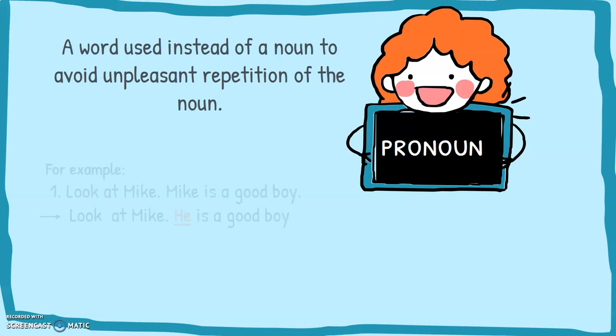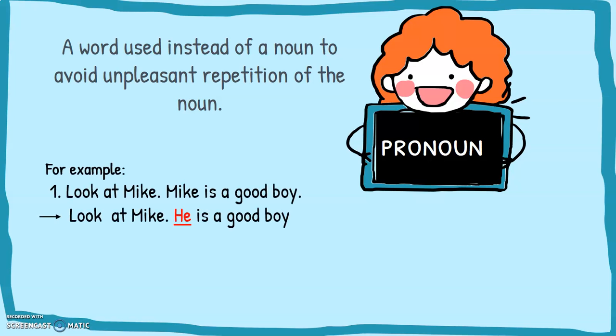Let's see more examples. First, look at Mike. Mike is a good boy. Now, here you'll find repeating Mike again and again is said to be unpleasant. So instead of that, what we have used is he. Let's read it again. Look at Mike. He is a good boy. So the word he, which we replaced instead of the noun, is called a pronoun.